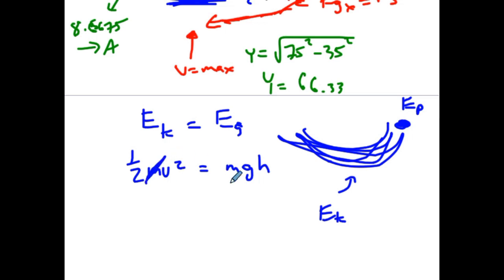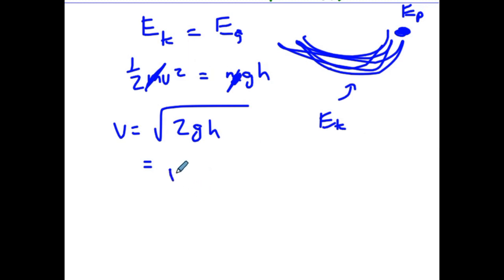The cool thing is that mass is actually irrelevant. So if I want to solve this question, I don't even need to know how much mass there was. To get V, it's actually the same formula we used earlier today. It'll be 2 times GH all square rooted. So let's try it. 2 times 9.81. And then my centimeters was 8.66 centimeters.